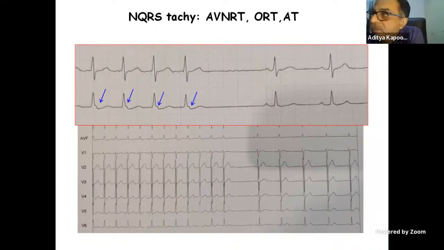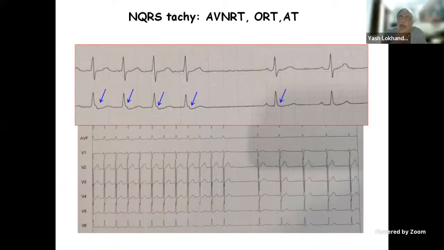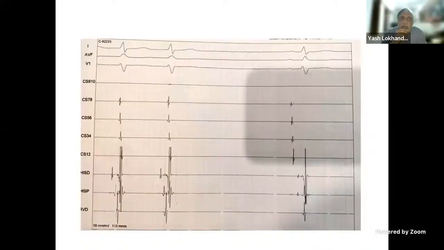Out of the three we were talking about, AVNRT, AVRT, atrial tachycardia, which is unlikely? Yagnik? Atrial tachycardia. Sir. Yeah. So that's a good point. Even with adenosine, you should see this. When a tachycardia terminates, if it terminates after a P wave, then atrial tachycardia becomes extremely unlikely.